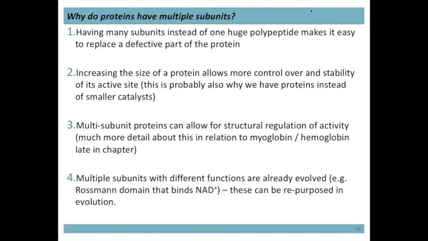Multi-subunit proteins can also allow for structural regulation of activity. And again, when we talk about hemoglobin and myoglobin, you'll start to see how having multiple subunits is actually beneficial. And then finally, multiple subunits with different functions have already evolved, such as, like I mentioned earlier, the Rossmann fold that binds DNA. So you can repurpose that. You can form a quaternary structure with these different functional subunits and bring them together to make an overall functional protein. Now, they talk a little bit about symmetry there. But in the end, there's very little that we need to know.